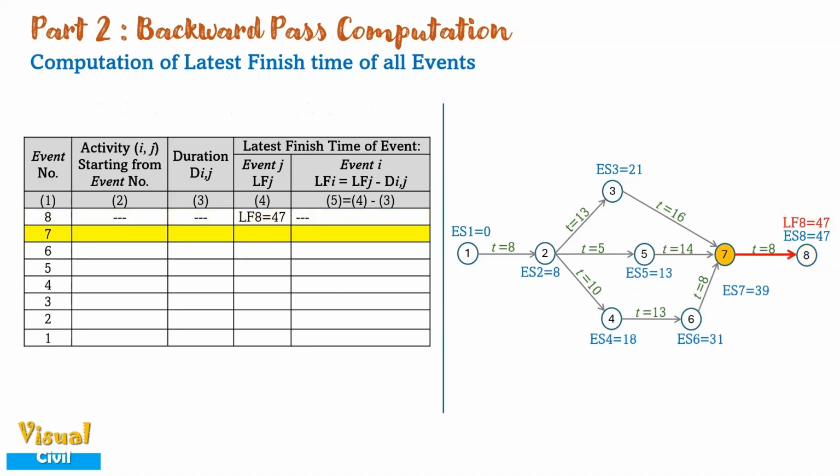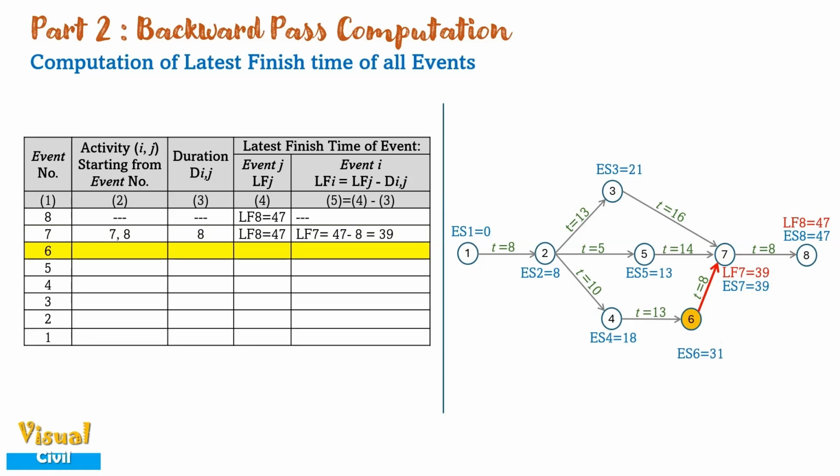At event 7, activity 7-8 is starting with duration 8. The latest finish time of event j is LF8, which is 47, and the latest finish time of event i, LF7, is equal to LF8 minus duration. This is equal to 39.